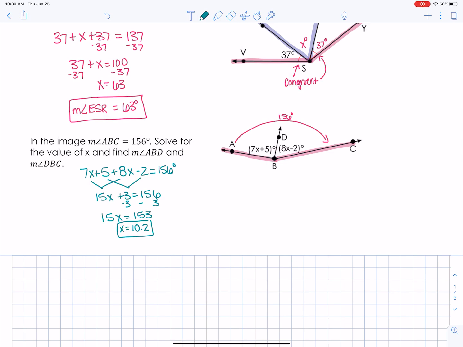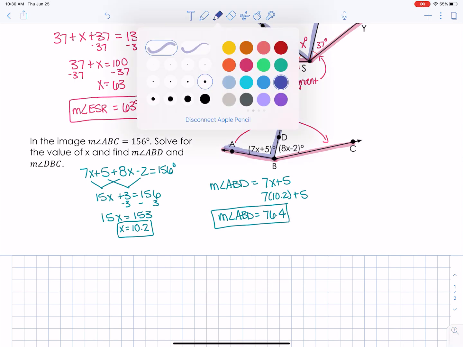And now it wants us to find the measure of angle ABD. Well, ABD is this angle here, and that is 7x plus 5. So 7, substitute in what x is, 10.2, plus 5. So the measure of angle ABD is 76.4. And yes, it's definitely okay to use your calculator with this.